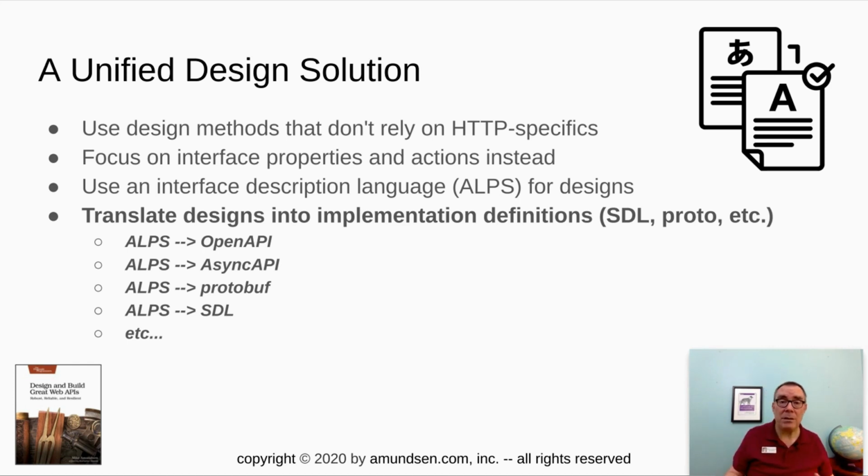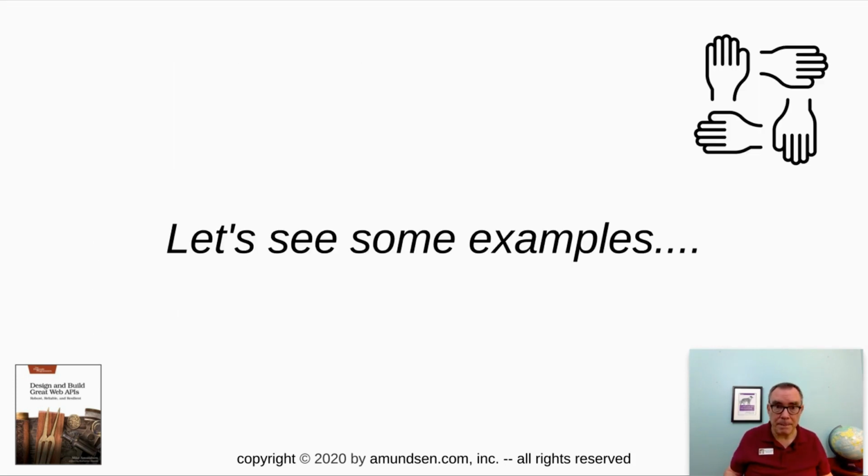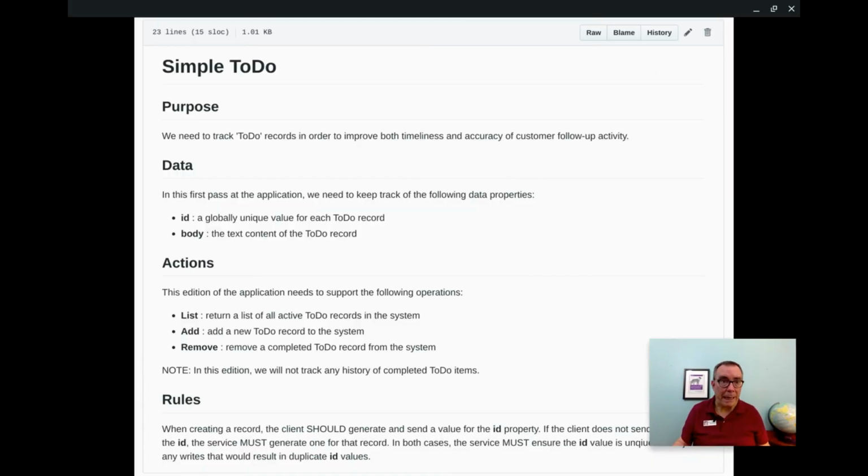And that implementation can be decided by developers, not by designers. So let's take a look at some examples of this to show you exactly how this ALPS to translation works. First of all, since we're doing design on an API, let's start from a design document. This is actually the document that was written for a simple to-do list.